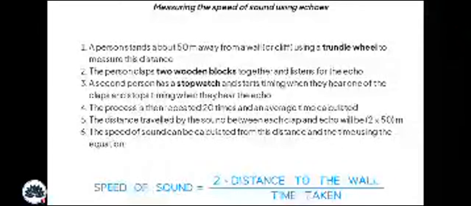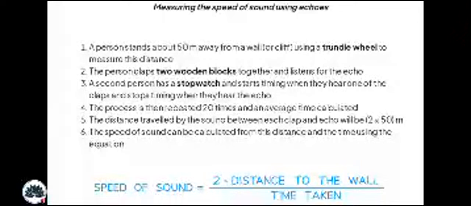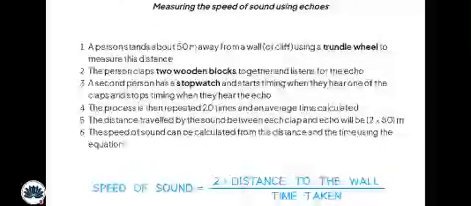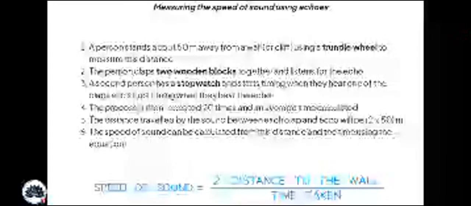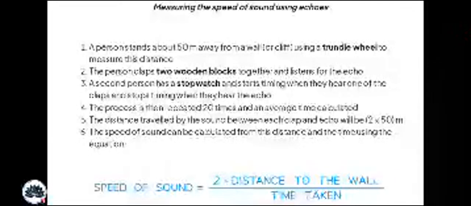A person stands about 50 meters away from a wall or cliff, using a trundle wheel to measure this distance. The person claps two wooden blocks together and listens for the echo. A second person has a stopwatch and starts timing when they hear one of the claps and stops timing when they hear the echo. Echo means a second clap. The process is then repeated 20 times and an average time is calculated. The distance traveled by the sound between each clap and echo will be 2 multiplied by 50.